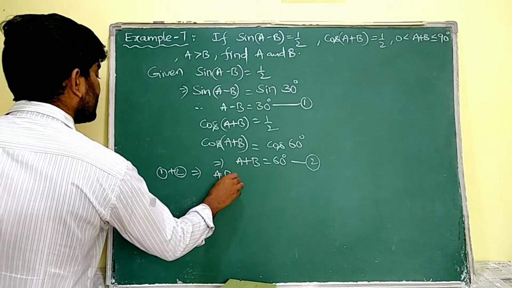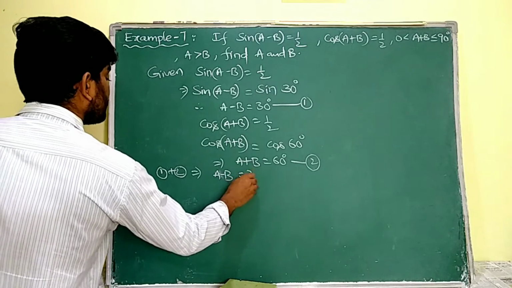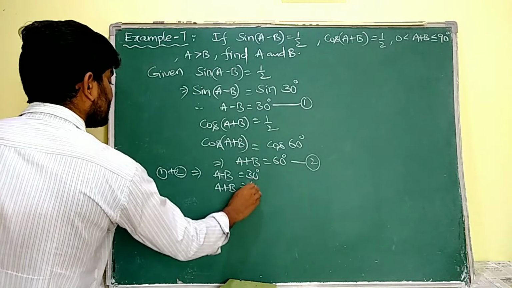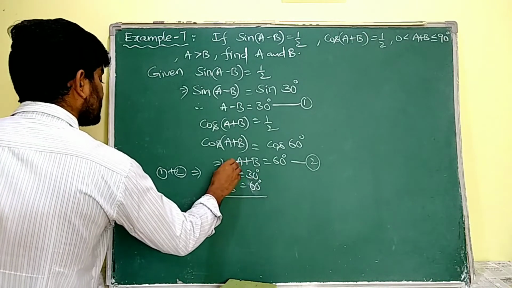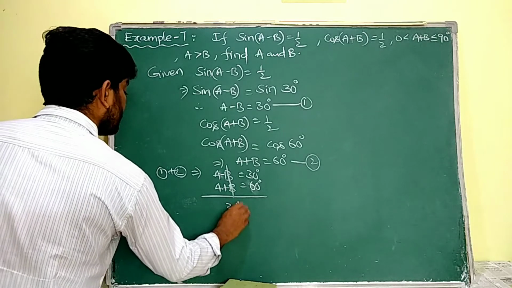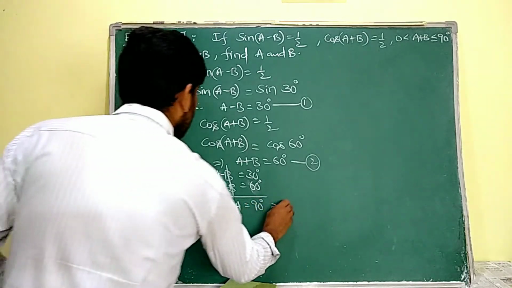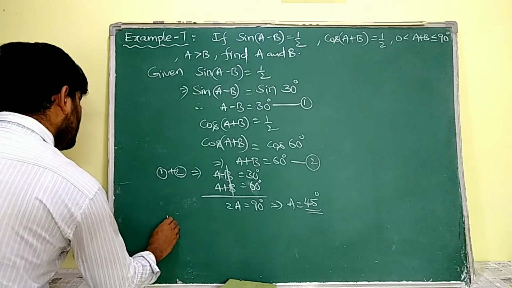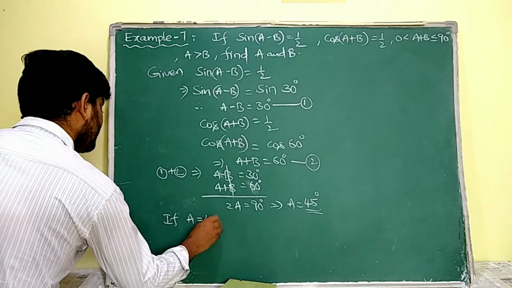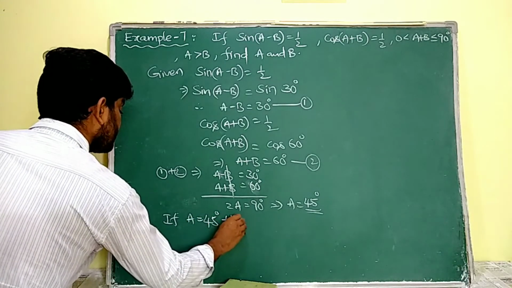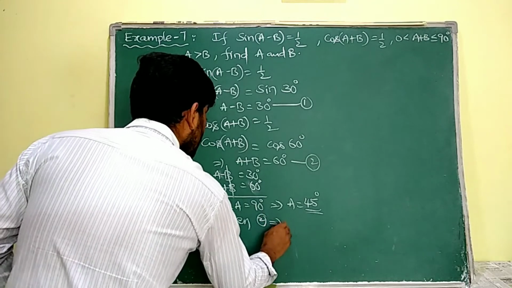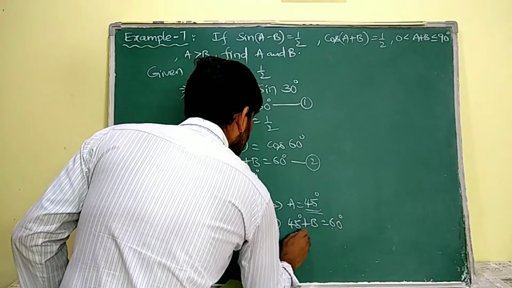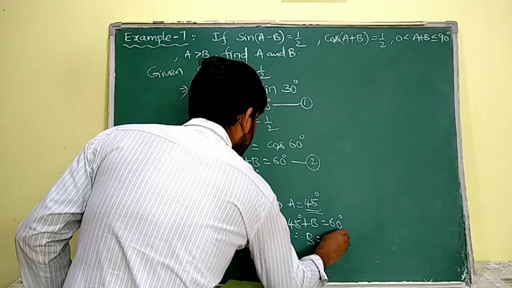Now, A minus B is equal to 30, A plus B is equal to 60. These two B values are going to be cancelled here. 2A is equal to 90 degrees. That implies A is equal to 45 degrees. If A is equal to 45 degrees, then from equation 2, 45 degrees plus B is equal to 60 degrees. Therefore B is equal to 15 degrees.